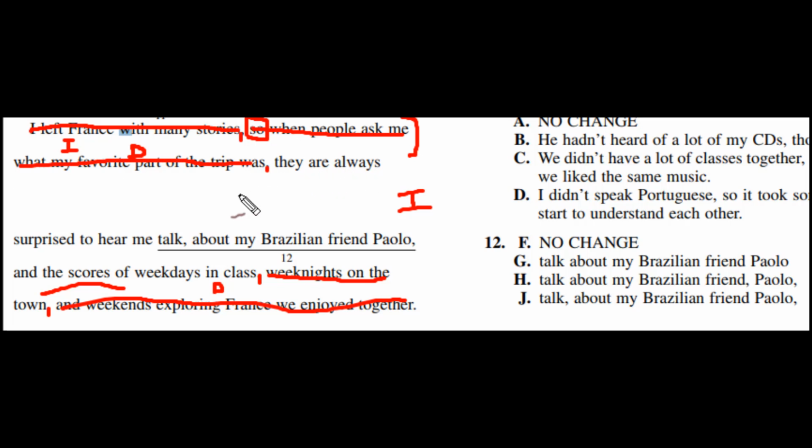That means that what's remaining here has to be an independent clause. You see what I'm doing here? The concept, kids, is to reduce this stuff down. Now, we know that from here all the way to here has to be an independent clause. If we go ahead and take a look at answer choice F, no change, that puts a comma here and here. All right?